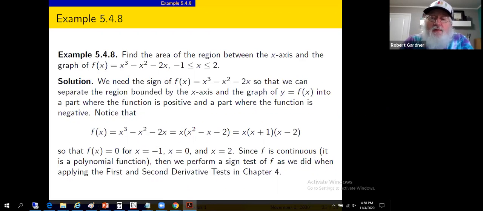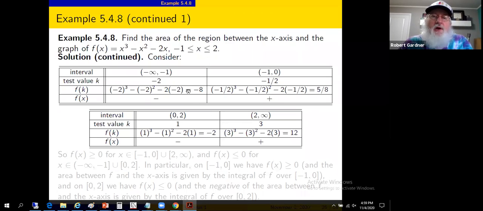So let's do a sign test on the function. And you're used to this. Actually, you're used to doing sign tests on first and second derivatives and learning things about increasing, decreasing, concave up, concave down. Here, I just want to know positive or negative of the function itself. So I'll know how to deal with the integral to find the area between the x-axis and this function. So as we've often done, we'll take a test value. We've removed the -1, the 0, and the 2.